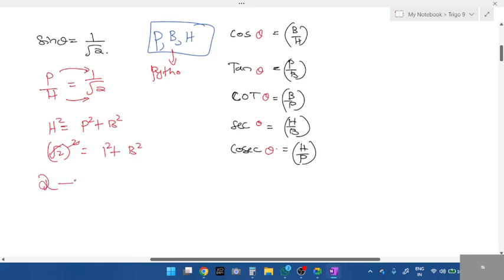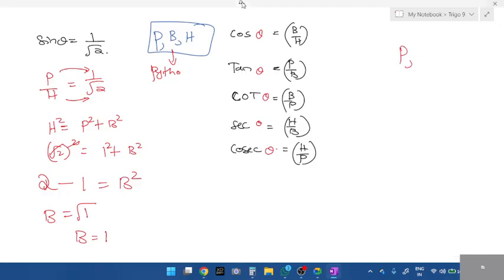2 minus 1 is equal to what? B square. B is equal to 2 minus 1, what happens to the square? The square goes to the other side. What is root 1? 1. So we have all the values now: perpendicular, base, and hypotenuse. Tell me all the values. What are the values?